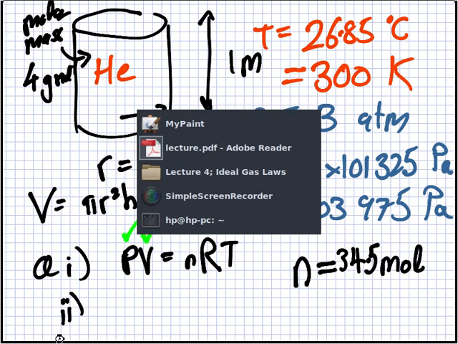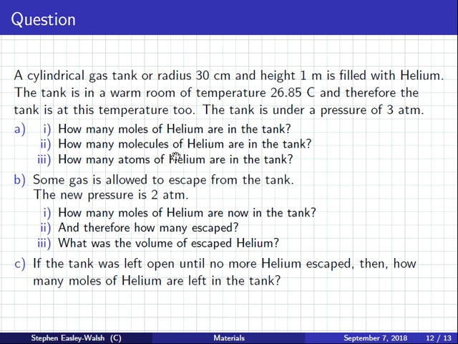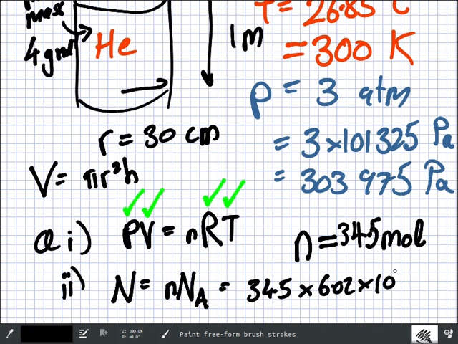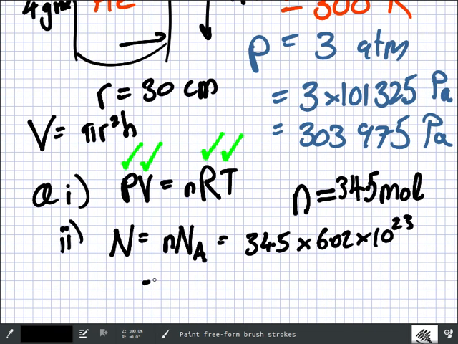All right. How many molecules of helium are there? So what do I do now? That's equal to N times N_A. So it's 34 moles, and each mole has Avogadro constant. So what do we got here now? What you get, Ben? Molecules.